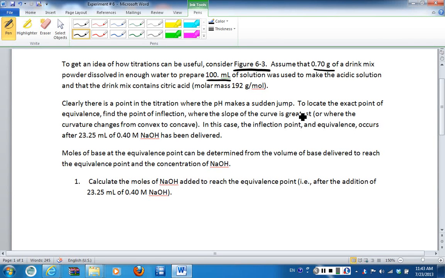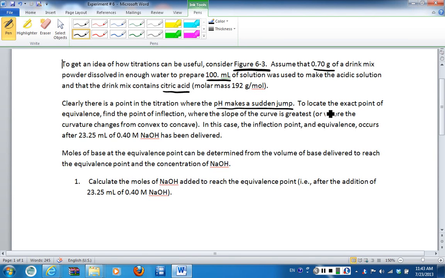Now, you do an acid-base titration in order to determine how much citric acid is present in this solution. While doing your titration, when you look at your experimental data points, you see that there's a place, if you look at figure 6.3, where the pH makes a very sudden jump. And if you look in your lab manual, you'll see that. The exact point of equivalence is where you have equivalent amounts of acid and base together.